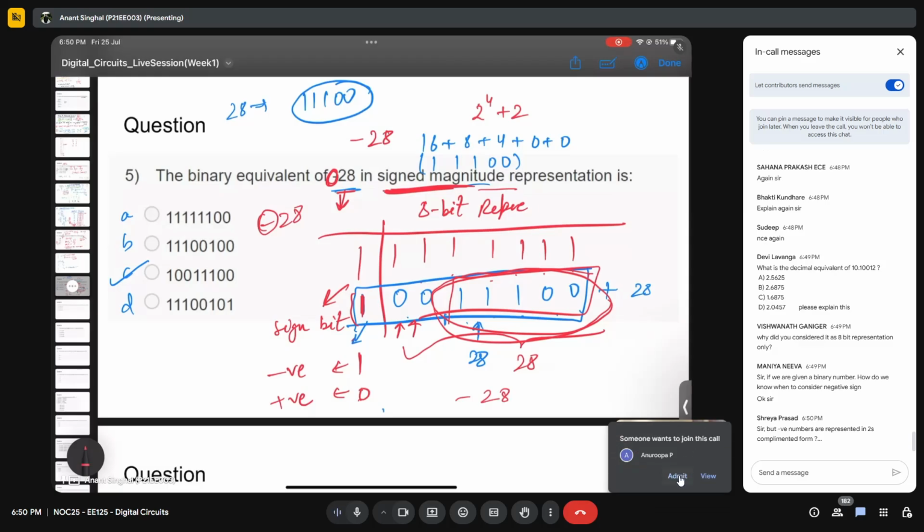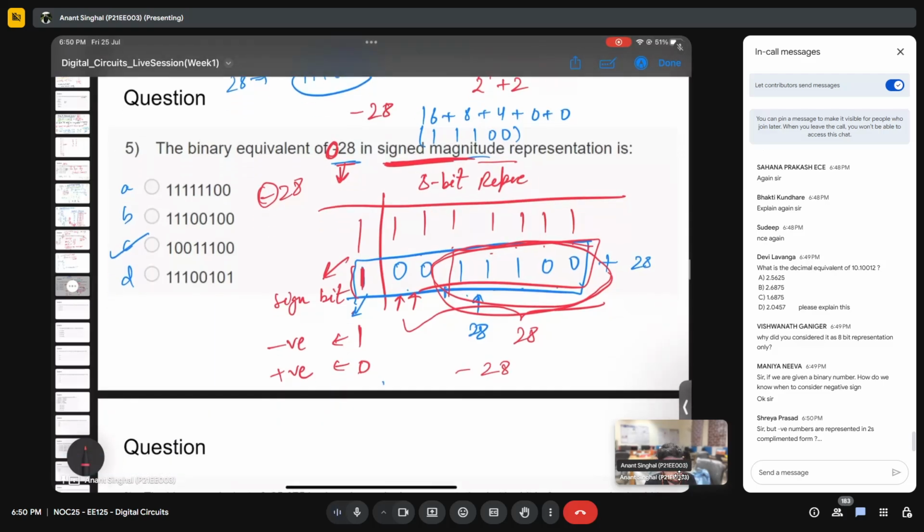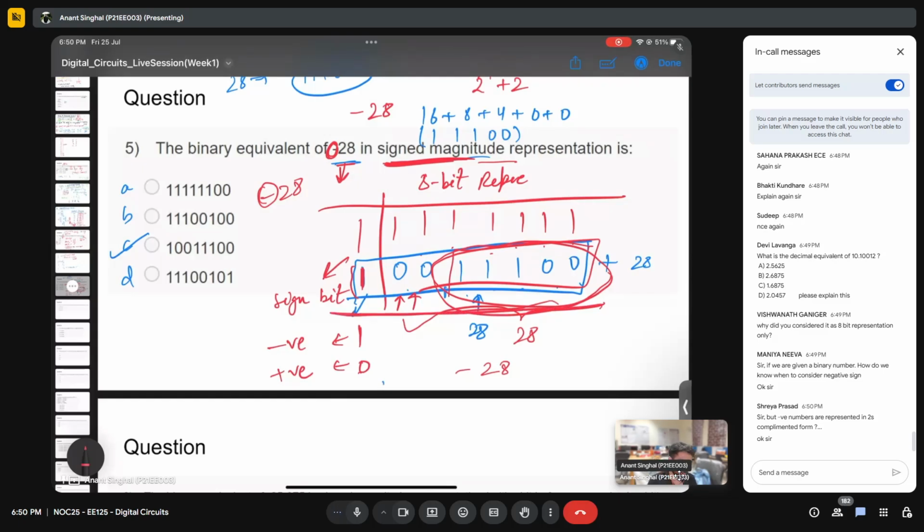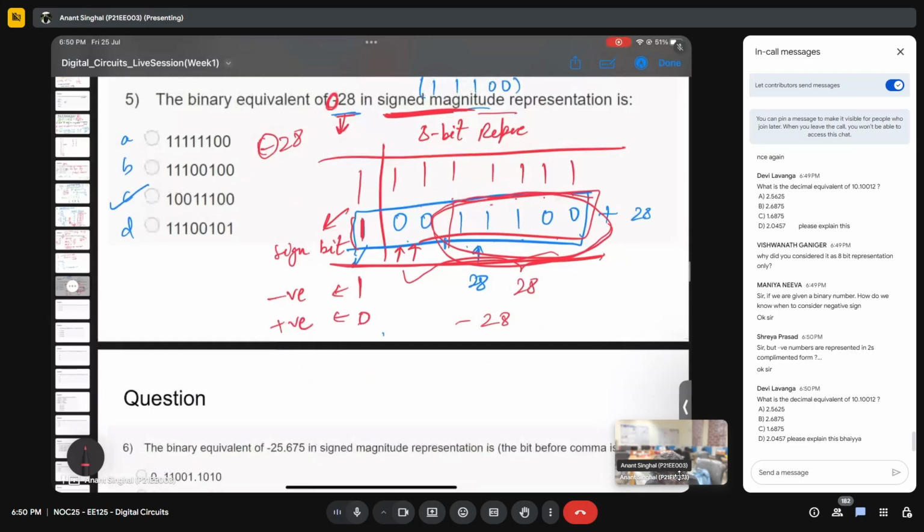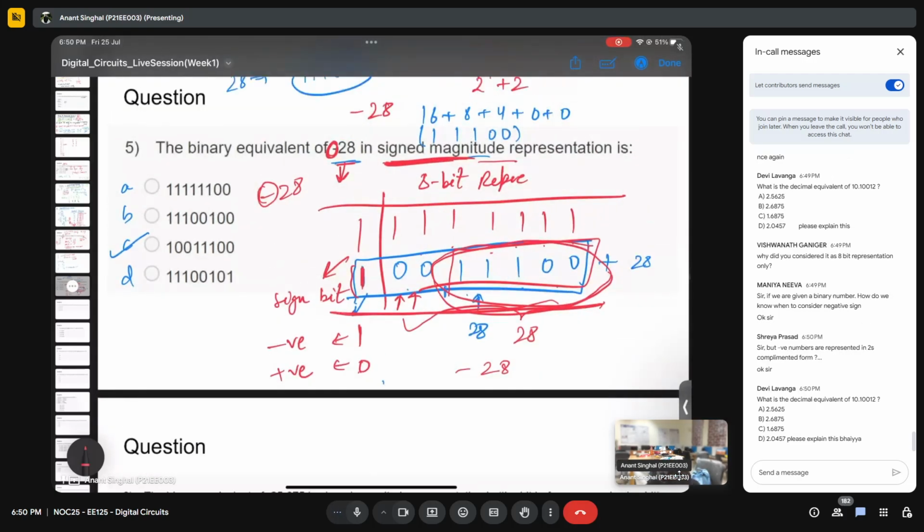But negative numbers are represented in the 2's complement form. That we'll see in the coming problem. So don't worry about the 2's complement. That is correct. If you do the 2's complement of this particular number, that will come out to be 28. So let's just leave that for now.